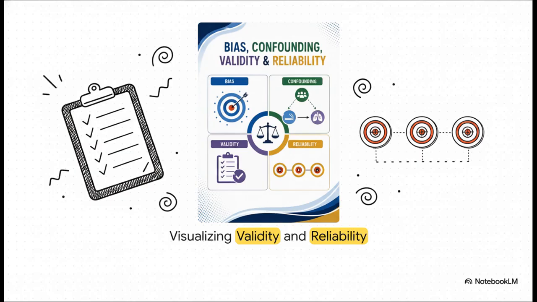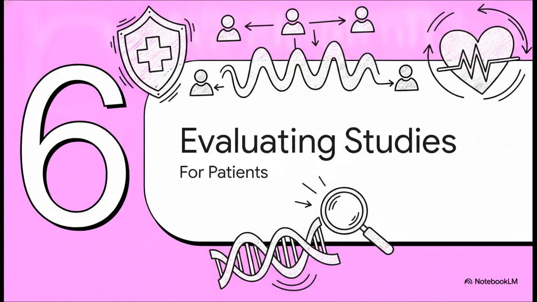Yes. Now shift your eyes over to the bottom right yellow box, representing reliability. Look at those 3 repeating bullseyes lined up perfectly in a row. They look exactly the same time after time after time. That visual of perfectly repeating targets is the very definition of reliability. And finally, Section 6, Evaluating Studies for Patients.